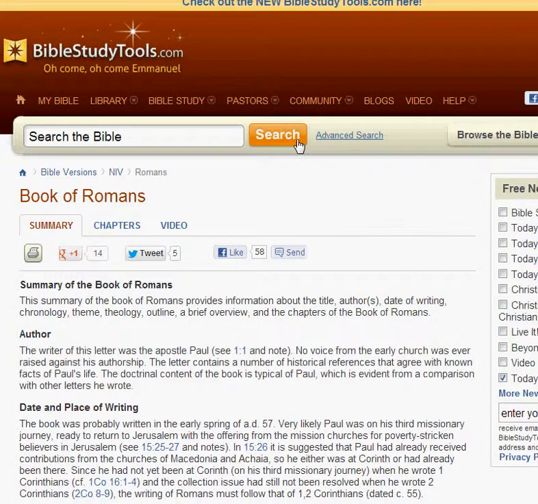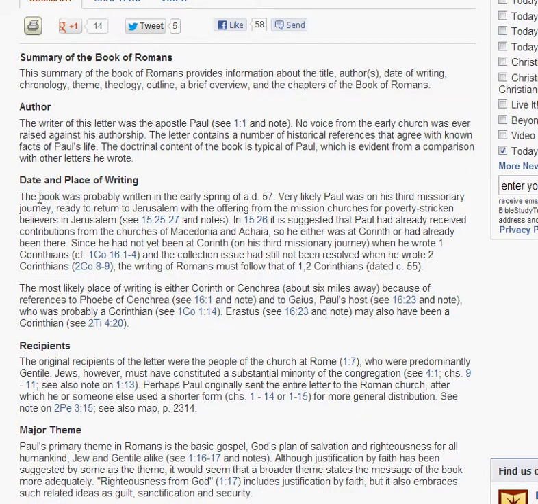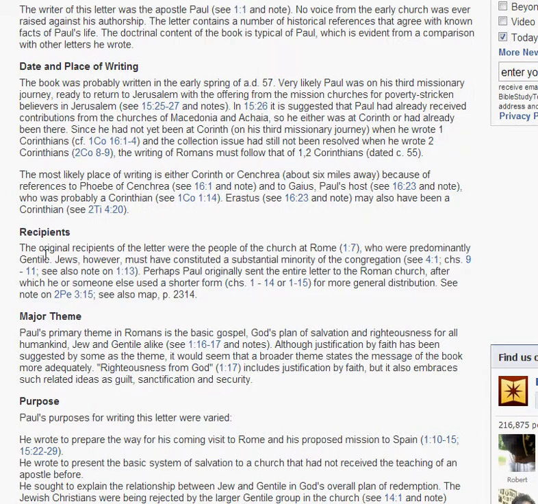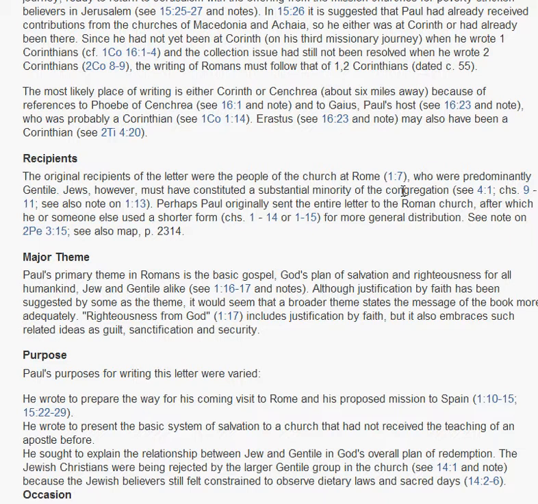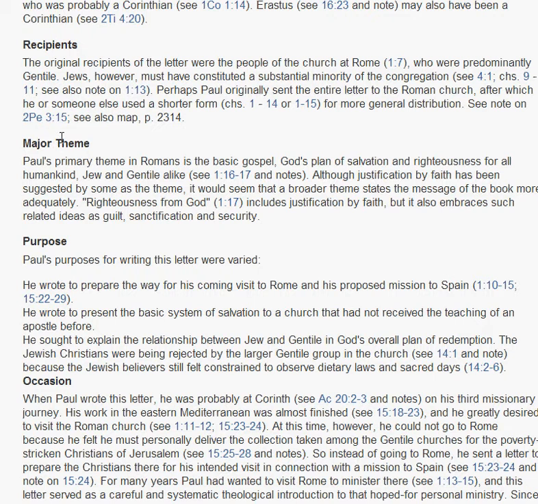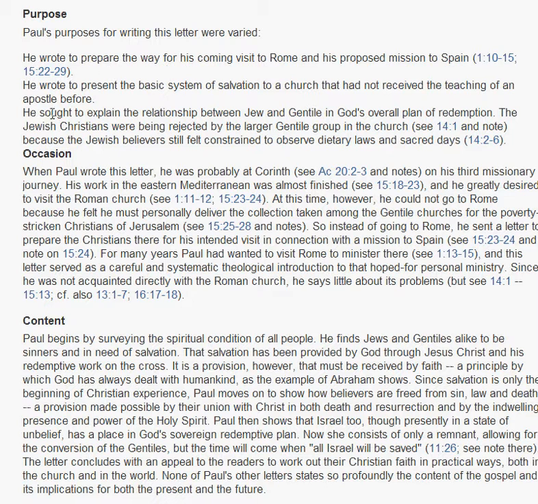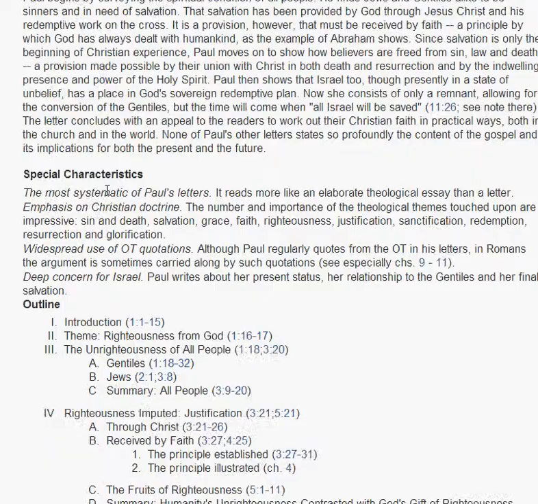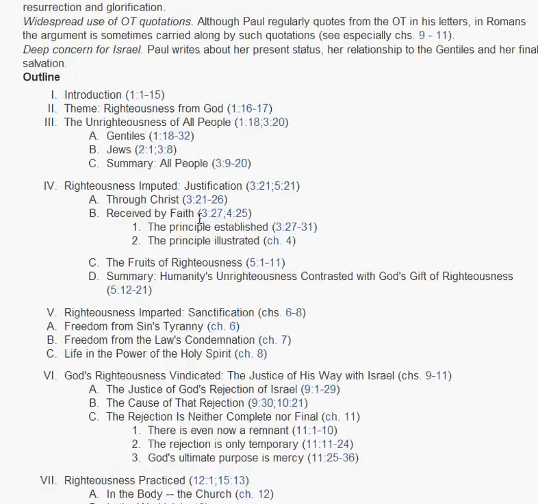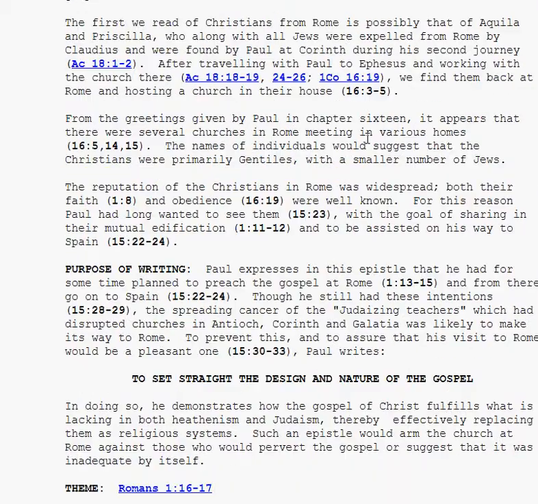Romans. This is BibleStudyTools.com. Summary of the Book of Romans. Author, date, and place of writing. This is actually very important. In order to understand the Bible, it's always important to study when and who the recipients are, who the audience or the destination is, the major theme. The major theme would be chapter 1, 16 to 17 again, and righteousness of God, and we see justification by faith, and I'll tie those two things together in the future. Writing style, occasion, content, special characteristics, outline again. We will look at that in my other video.